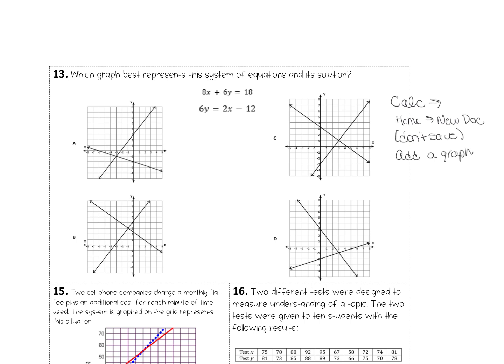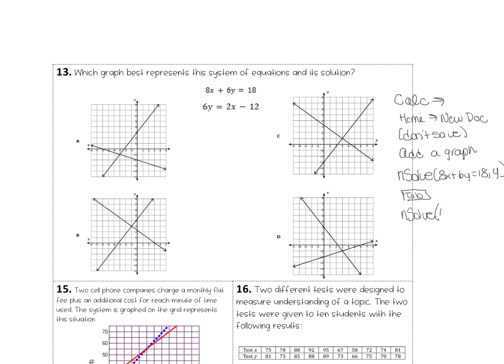When you add the graph, you're going to type nsolve, and then 8x plus 6y equals 18, comma y. Press enter. It'll graph it. Then there's a little button that says tab, and you're going to type it again, nsolve 6y equals 2x minus 12, comma y. Press enter and graph. Once you have it graphed, you can look for the picture that matches.